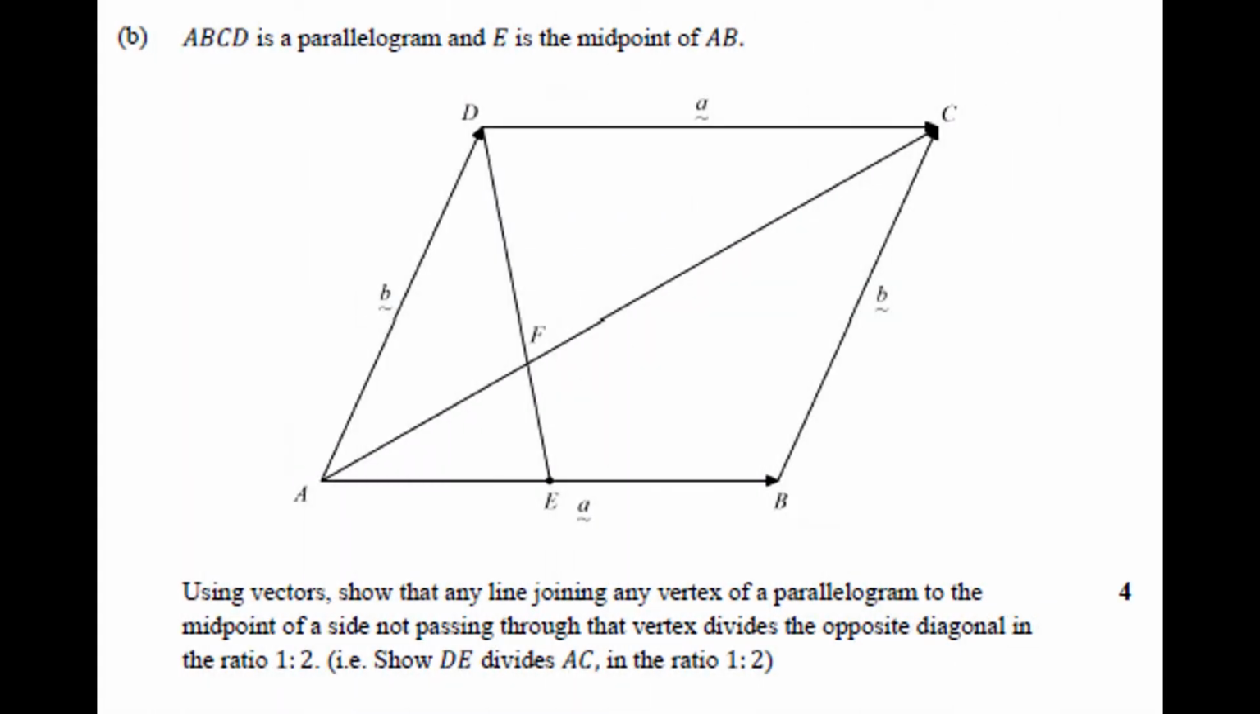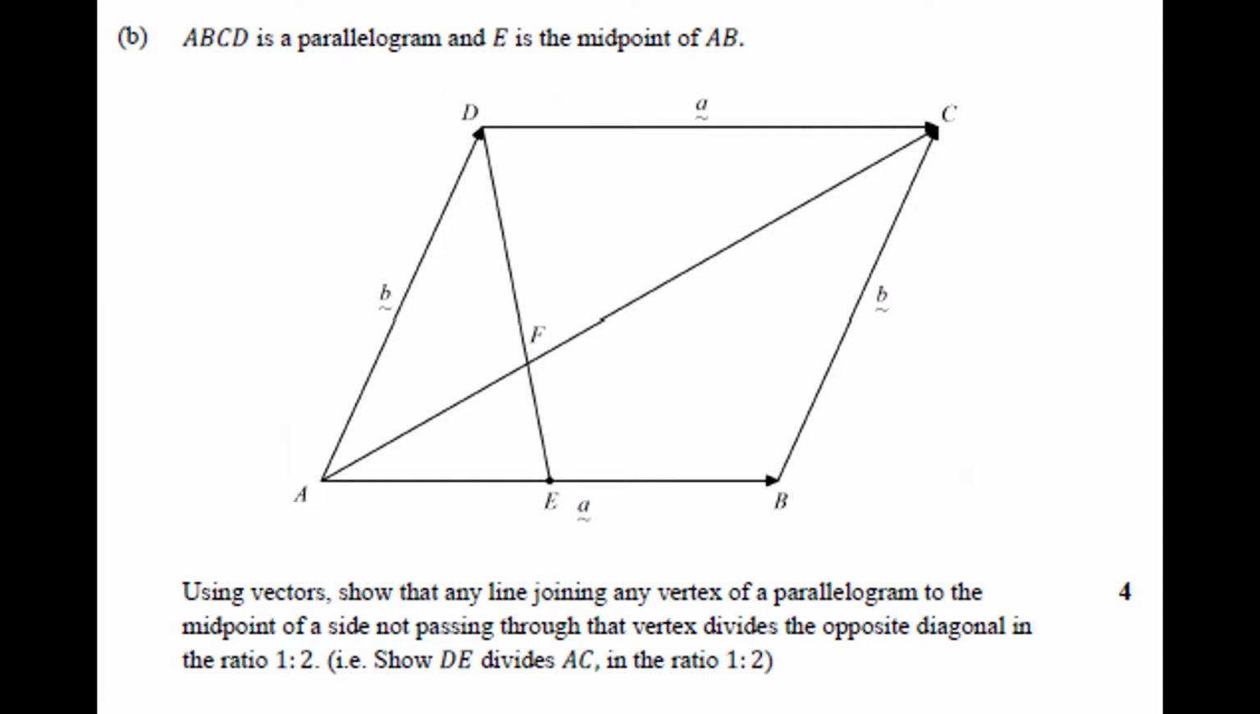Hi everyone, in this video I'm taking a look at question 13 part B of the Killara Extension 2 trial exam from 2020. So we're told that ABCD is a parallelogram and E is the midpoint of AB, and then we're given this diagram here.